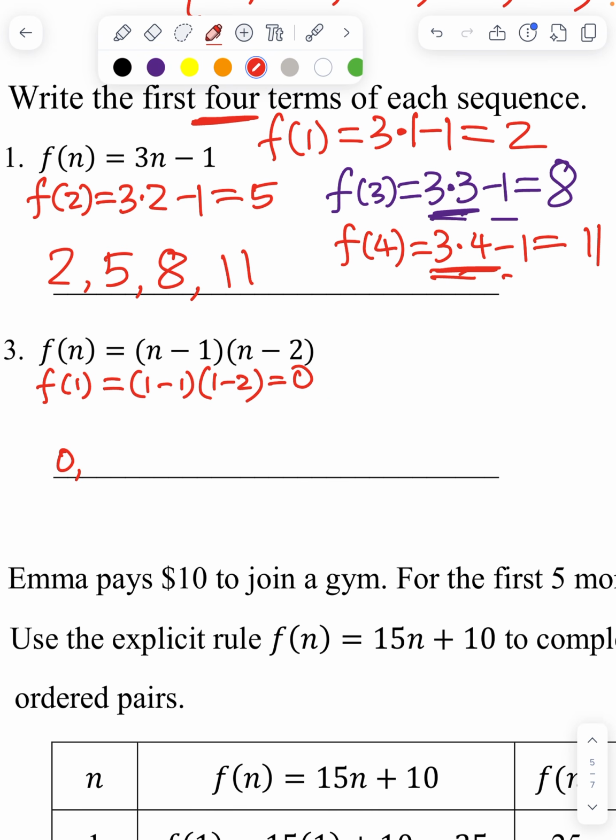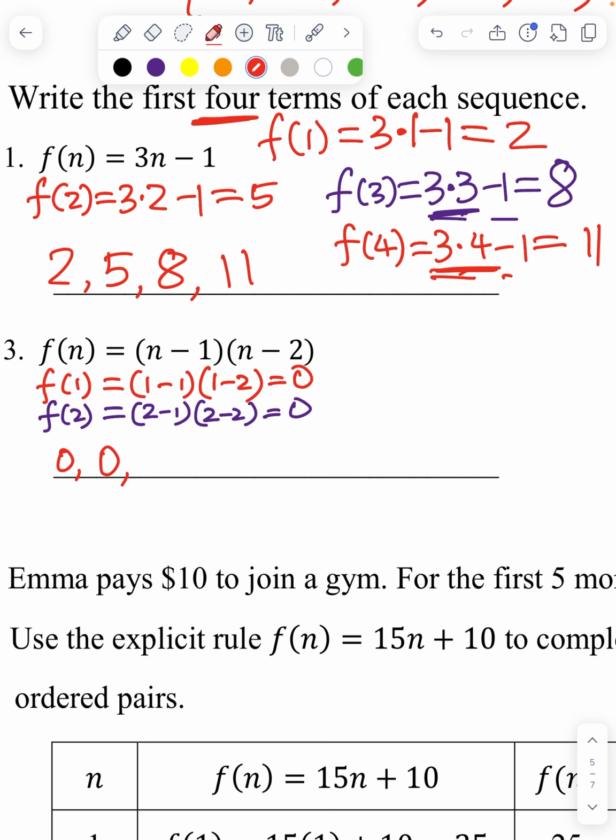Okay, second term. We replace n by 2. So 2 minus 1 times 2 minus 2. This time, this part is 0. 2 minus 2 is 0. 0 times anything is still 0. So this one is equal to 0. So the second term is also 0. This is a little tricky, a little weird.